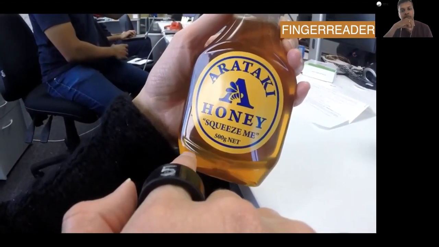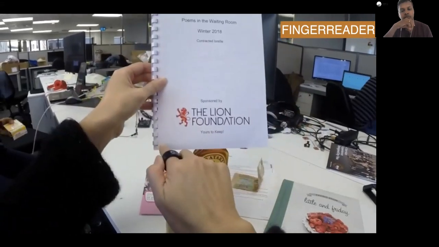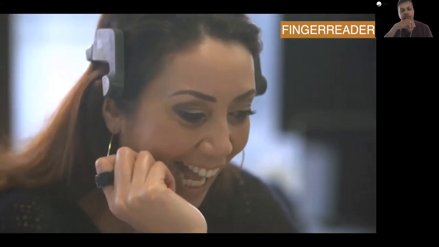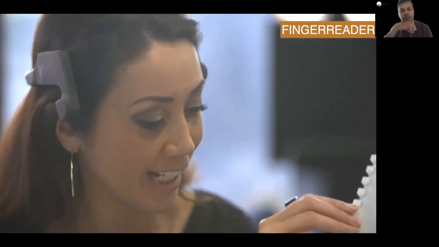Honey, squeeze me. Text found as poems in the waiting room. Amazing. Poems in the waiting room, that's exactly what it is.